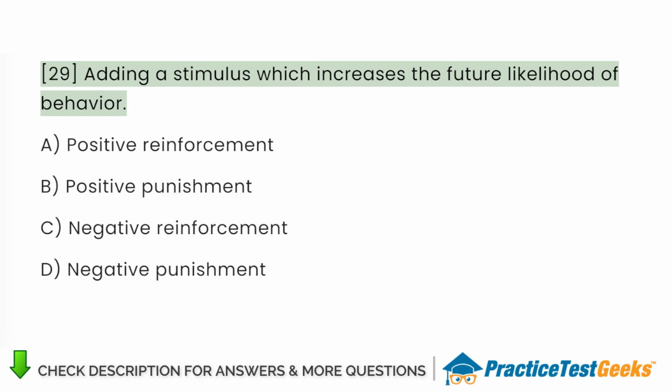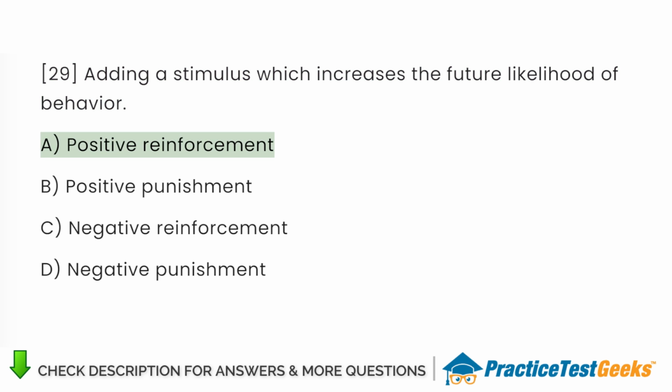Adding a stimulus which increases the future likelihood of behavior. A. Positive reinforcement. B. Positive punishment. C. Negative reinforcement. D. Negative punishment.